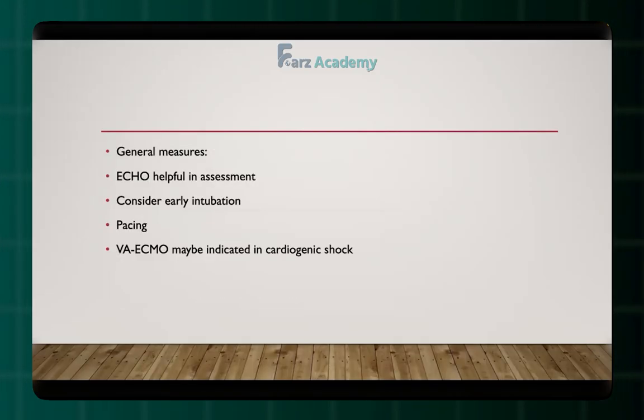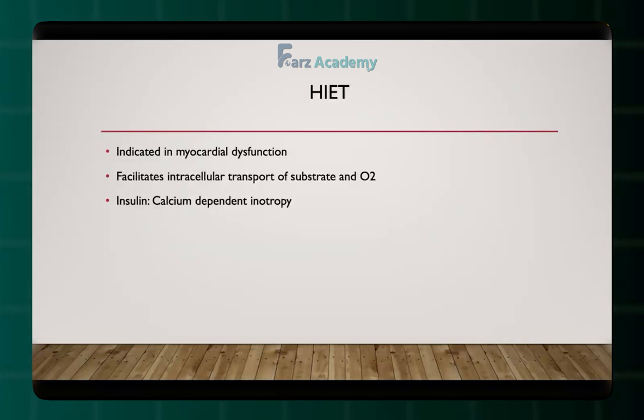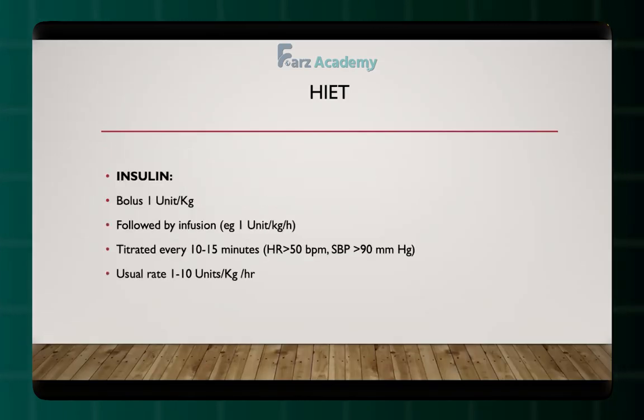General measures, including echo, are very helpful in assessment, a consideration for early intubation, pacing. A VA ECMO may also be indicated in cardiogenic shock. Now, going back to HIT, it is the hyperinsulinemic euglycemic therapy. Indicated in myocardial dysfunction. It facilitates intracellular transport of substrate and oxygen, and insulin causes calcium dependent inotropy.